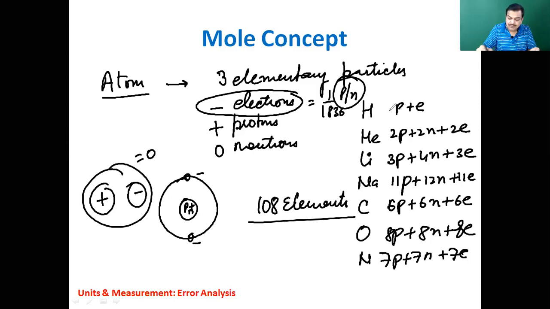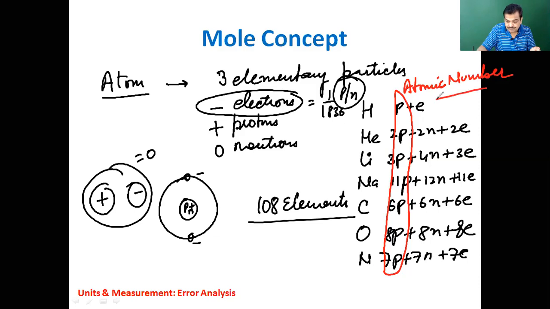And the number of protons is called atomic number. Okay? It is the atomic number because the number of protons is the atomic number. And the number of protons plus neutrons, this is the atomic mass. Got it? It is known as the atomic mass.